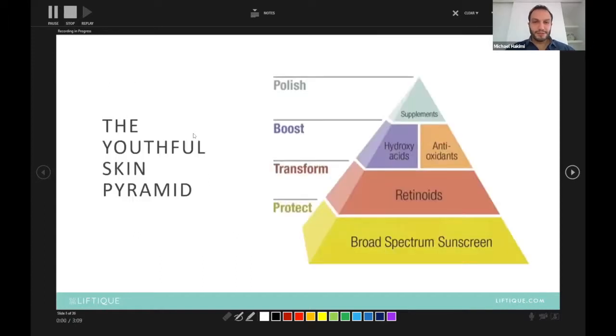On that note, let's talk about this pyramid. I like this pyramid because it emphasizes the importance of different ingredients. On the very bottom, the base of this pyramid is a broad spectrum sunscreen. This is by far the most important ingredient in a skincare regimen. Sounds kind of funny, right?